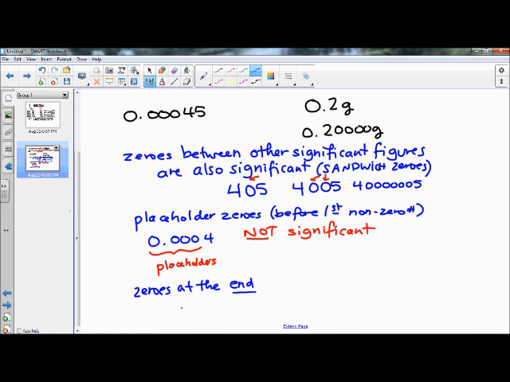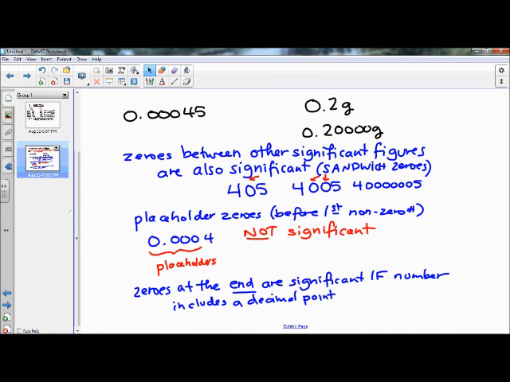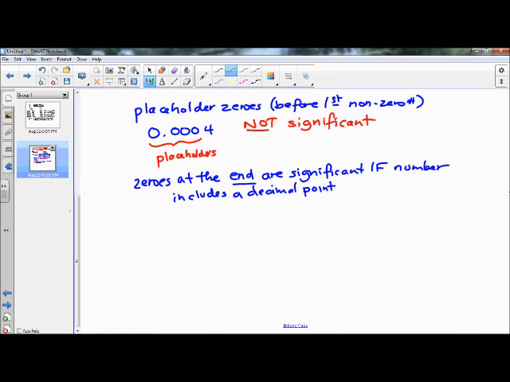Now the last type of zeros are zeros that occur at the end of the number. These are significant if the number includes a decimal point. Okay, let's look at some examples of this.